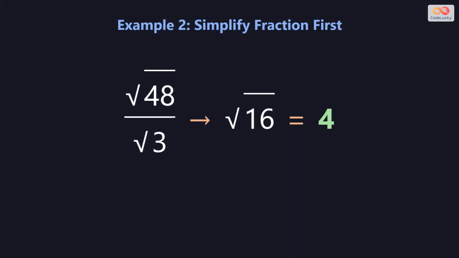Here is another one, the square root of 48 divided by the square root of 3. 48 isn't a perfect square, and neither is 3. But if we combine them, we get 48 divided by 3 inside the radical. That divides perfectly into 16, and the square root of 16 is simply 4.